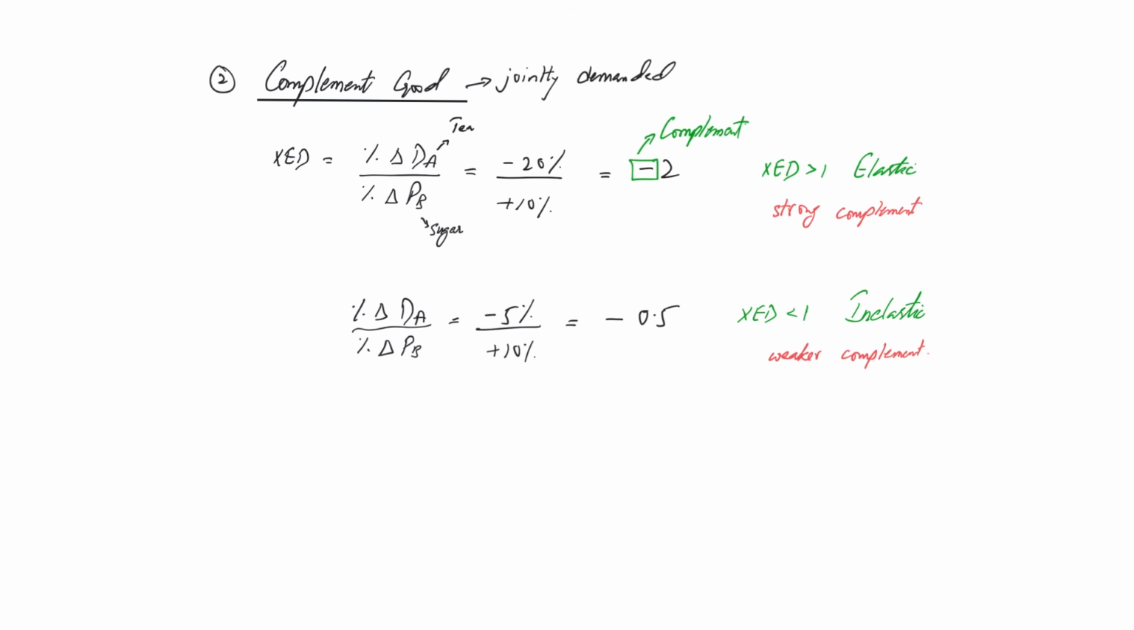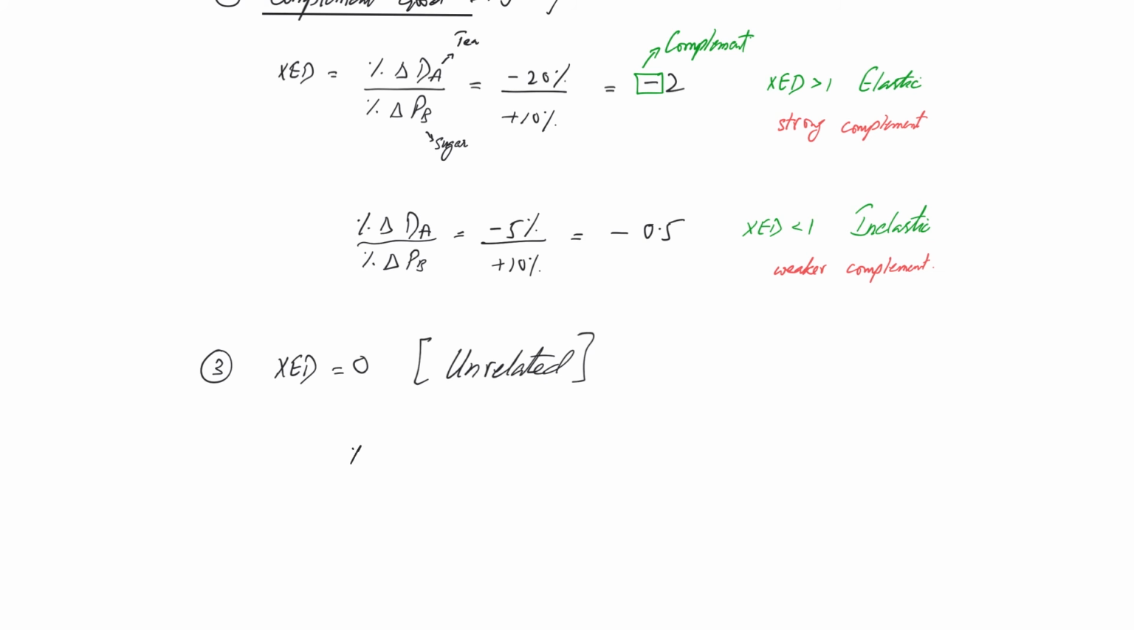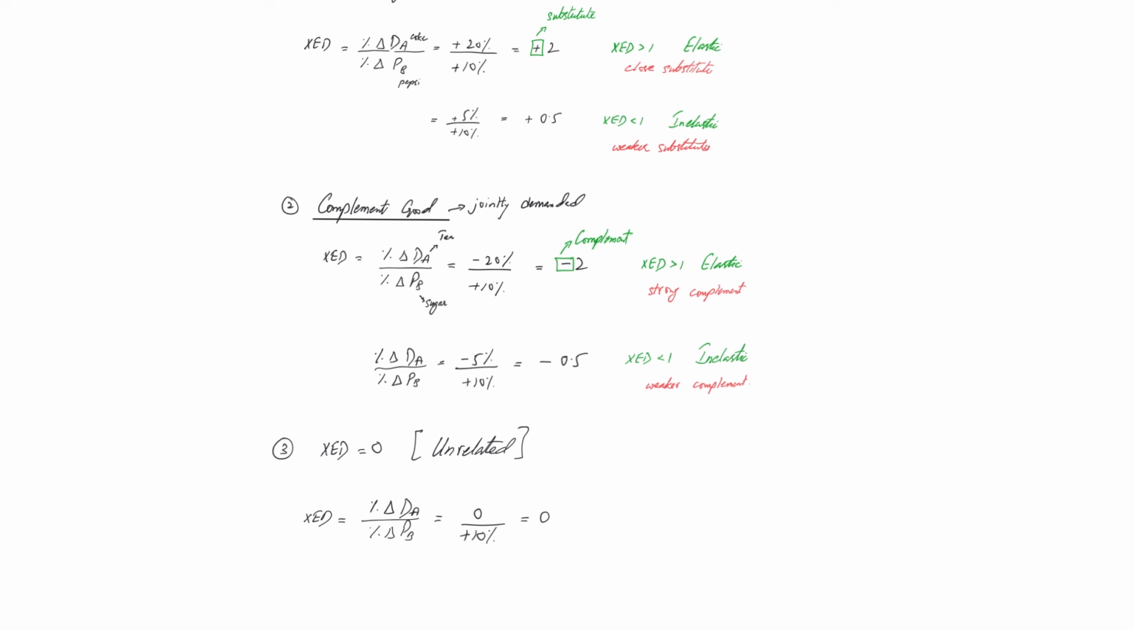Okay, and the last one, what if Xed is 0? When Xed is 0, we say the two goods are completely unrelated. How can you get a 0? Well, percentage change in demand for good A over percentage change in price for good B. Price went up by 10%, but demand did not change. Why? Because they're unrelated. They have nothing to do with each other. People will continue to buy whatever they're buying. So this basically concludes our idea of cross elasticity.